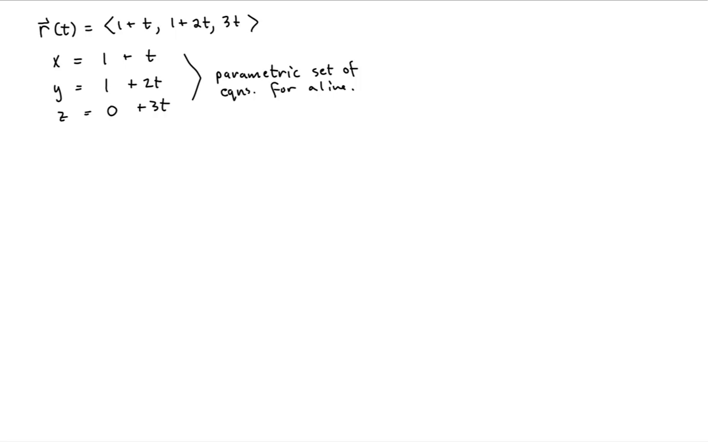And remember, for a parametric set of equations for a line, in standard form, we define it with a point on the line and a vector parallel to the line. A point on the line is given by these first values here. So we will call our point on the line x naught, y naught, z naught, the point (1, 1, 0), which, since the z coordinate is equal to 0, is a point in the xy plane.